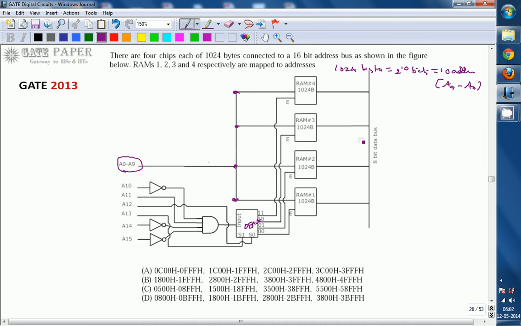So what can be the address of each RAM location for RAM 1, RAM 2, RAM 3, RAM 4? We can go like this. Assume this is the starting address, and this is the ending address, and we are going with the total number of address lines.